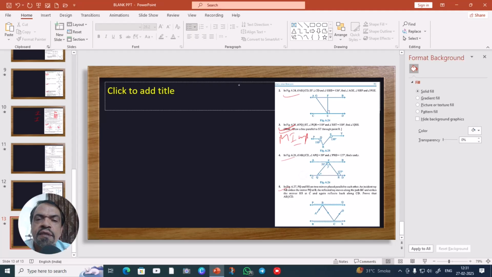So my dear students, this was a quick revision of NCERT chapter 6, lines and angles. If you have any doubt, you can write in the comment box. Now we will see the next chapter 7, triangles, in the next video. Thank you.